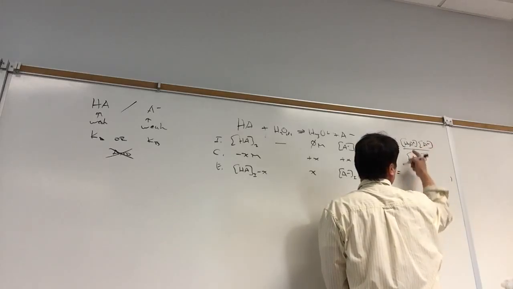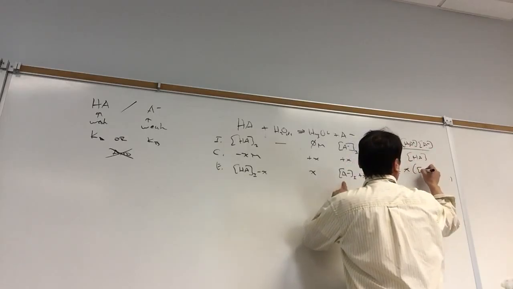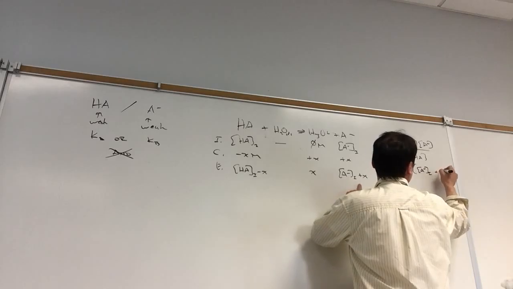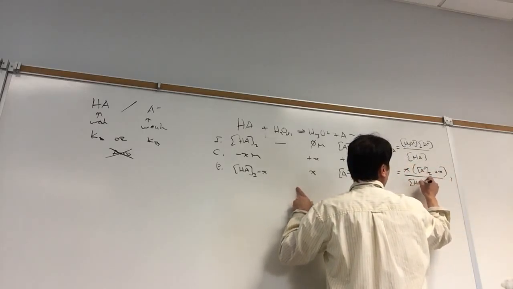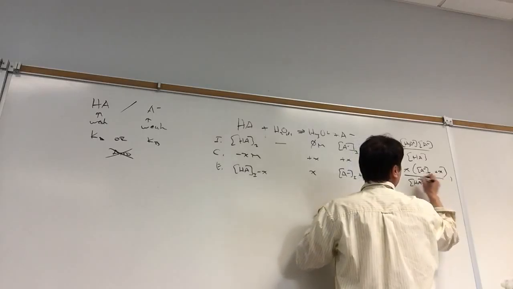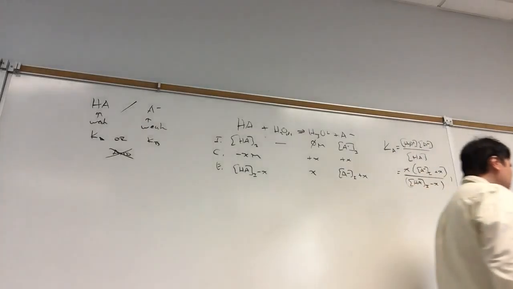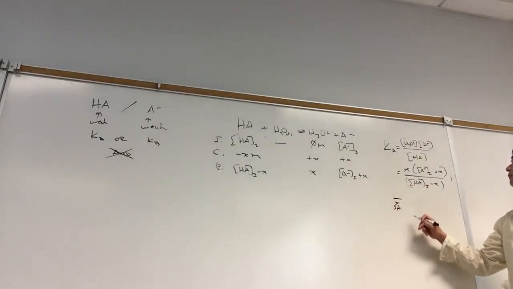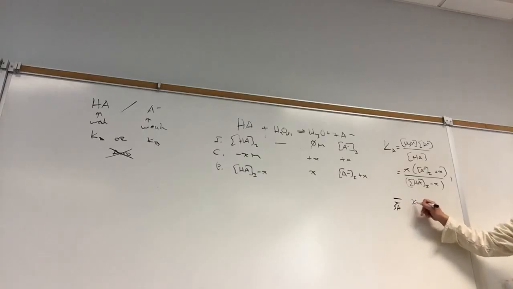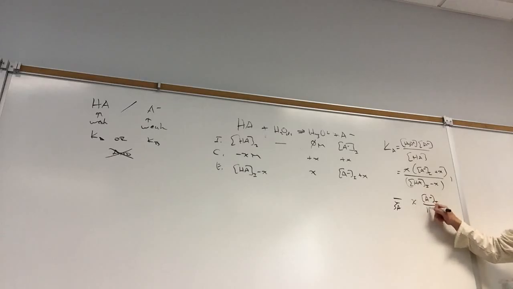And so the hydronium is just X. The A minus would be A minus initial plus X. And the HA at equilibrium will be the HA initial minus X. And then, because of the common ion effect, the simplifying assumption should work here. And so we just use the simplifying assumption here. And so what this is going to come out to is X times A minus initial over HA initial.